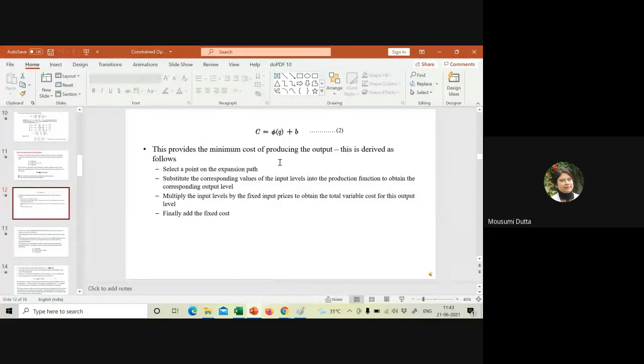So this provides the minimum cost of producing the output. This is derived as follows. Select a point on the expansion path, substitute the corresponding value of the input levels into the production function to obtain the corresponding output level, multiply the input levels by the fixed input prices and obtain the total variable cost for this output level. Finally, add the fixed cost.